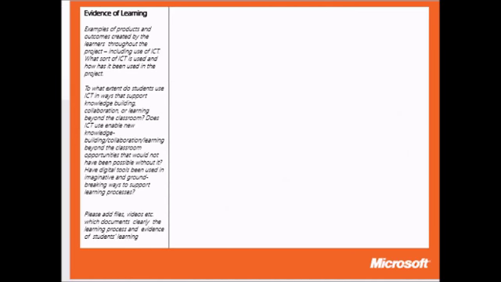Evidence of learning. Examples of students' products and outcomes. Focus on using ICT and how it has been used in the project. How ICT supports knowledge building and collaboration. How ICT supports learning beyond the classroom. If ICT enables students to gain new knowledge or to cooperate and gives them opportunities that would not be possible without it.